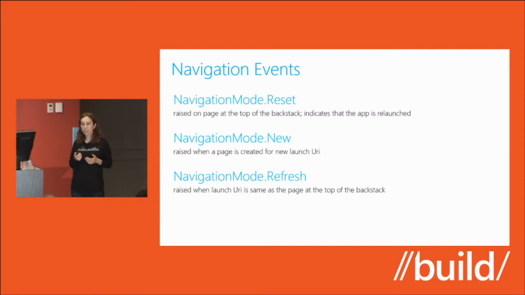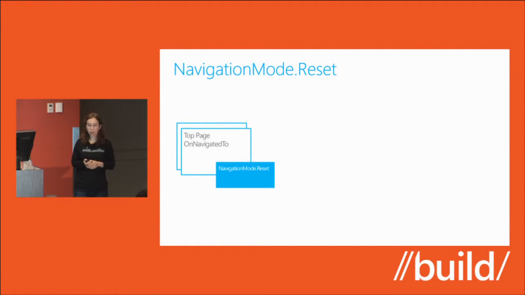If the app doesn't decide to cancel the forward navigation, a new page is going to be created for the URI that the user tapped on, and that page is going to be navigated with navigation mode new. And then we have yet another case: if the user launches the page with a URI which is exactly the same as the URI of the page at the top of the stack, then we don't create a new page, and the page at the top of the stack gets a refresh, and it has the ability to refresh its content. So let me show you a diagram that will illustrate the order of the events.